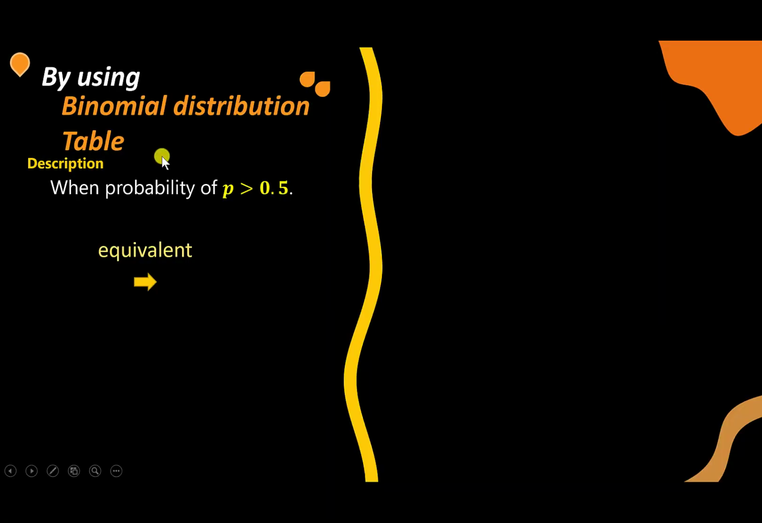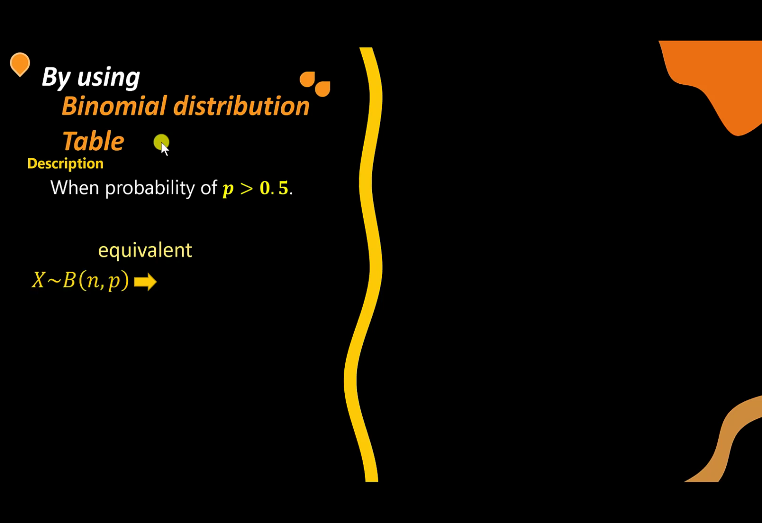If we want to use the binomial table and the probability P is greater than 0.5, we have to change the random variable into the equivalent random variable. Why? Because in our table, the probability of success, that is P, only goes up to 0.5. So if our probability is 0.51, we have to change the random variable into the opposite random variable.